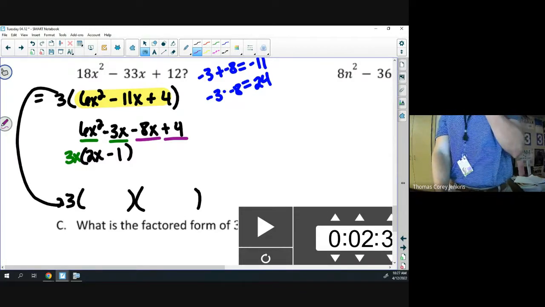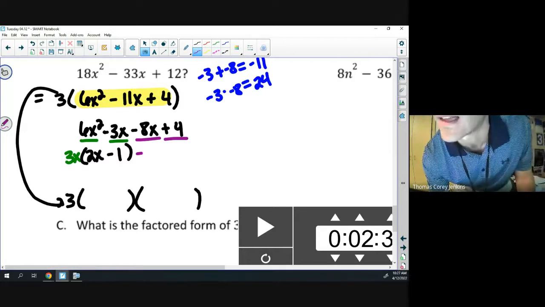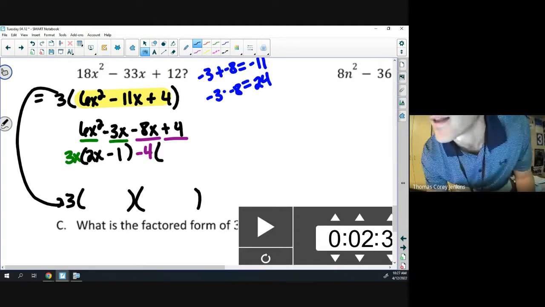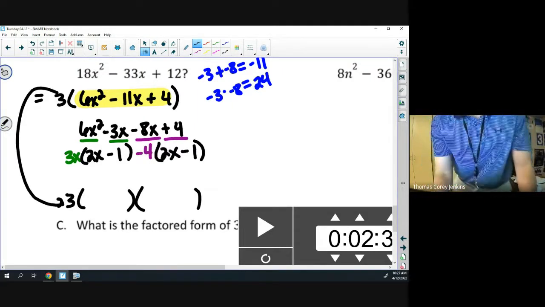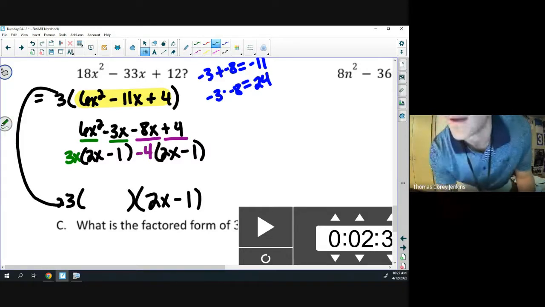Yeah, we want the lead term to always be positive. So you take out the sign of the lead term, and you might put a note about that if you weren't able to easily answer that. So we're going to say -4, and that's going to give me 2x minus 1. Okay, so then my factors are 2x minus 1 and 3x minus 4.